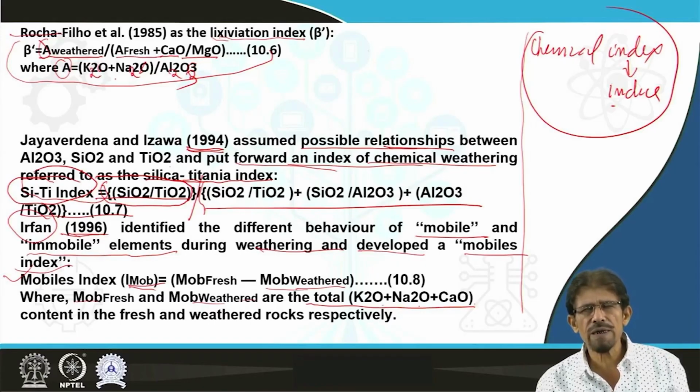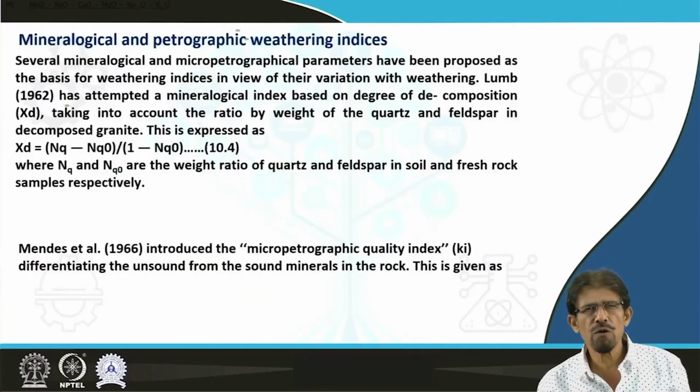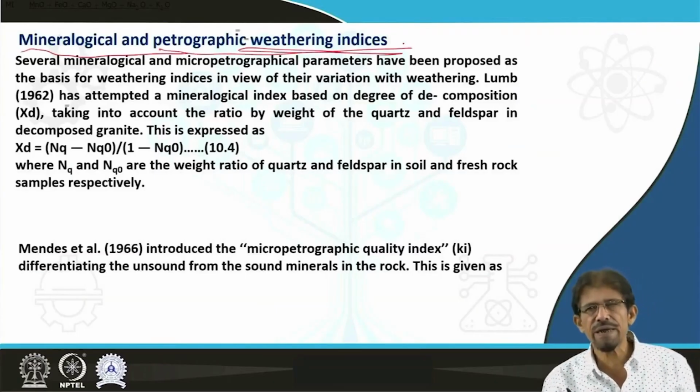As we have already discussed, we have three types of indices. One is chemical composition based. Another is mineralogical and petrography, meaning textural based. And another is engineering based, or in another way we can say engineering geological indices. So the next type of indices is based on mineralogy: mineralogical and petrographical weathering indices.